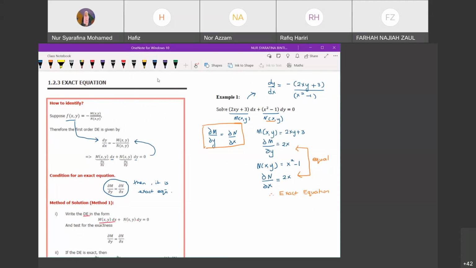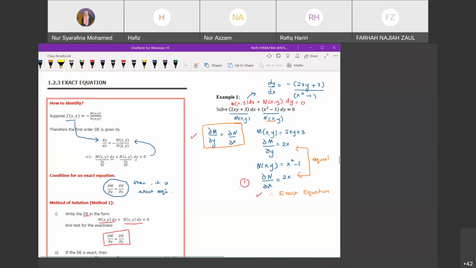Okay, where it is given here. So this is M dx plus N dy equals 0. And then test the exactness where you test del M del y equals del N del x. So it is equal, then it is exact. So this is your first step.